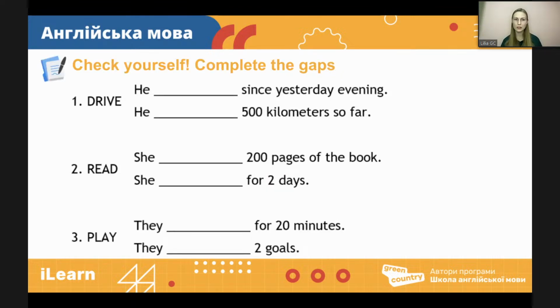So let's check whether we got the idea. So we have two sentences, one verb. You should put it in two different forms. One is simple, another is continuous. So let's try. He, some form of drive, since yesterday evening. Just decide, is it some result or is it some duration?